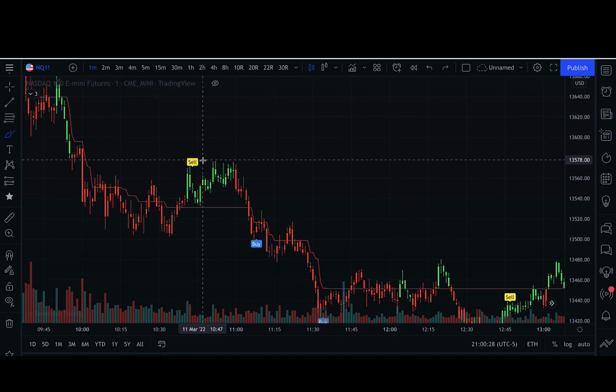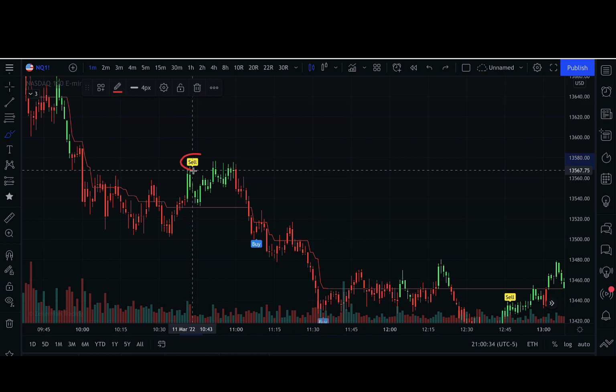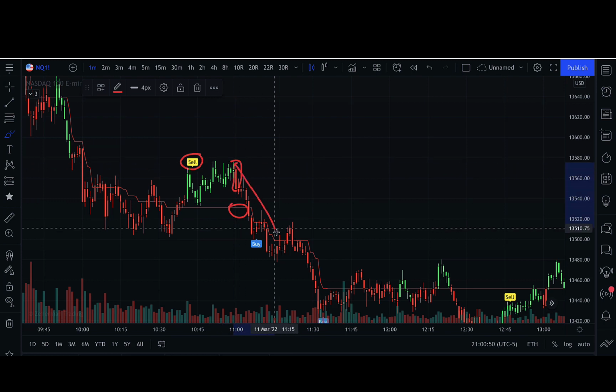If you need extra confirmation, then you don't enter the trade yet. Your third confirmation is you wait for the candle coloring to turn red. And the only catch to this is when it turns red, it needs to stay above this line. All right, so this works out well.